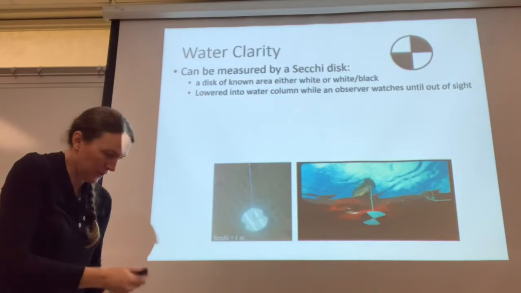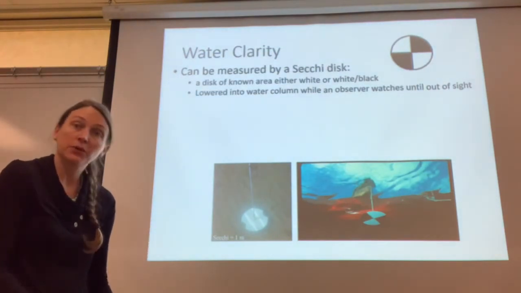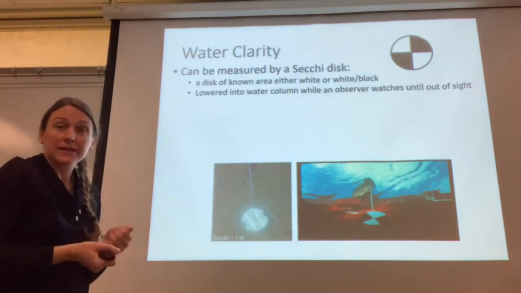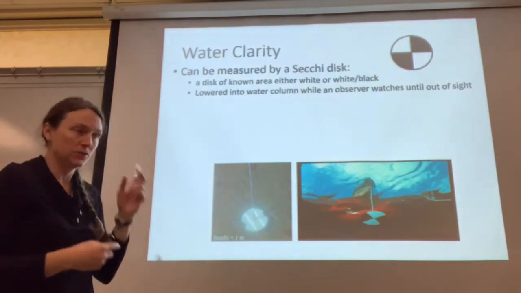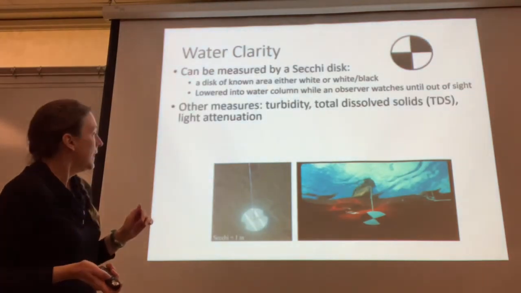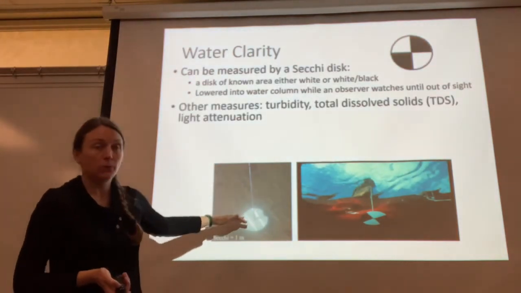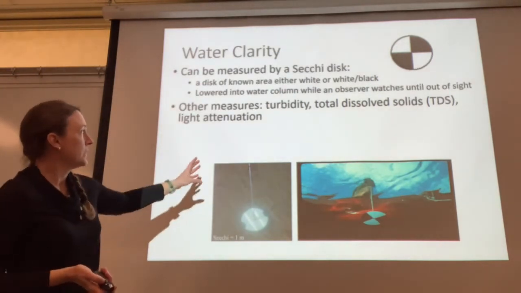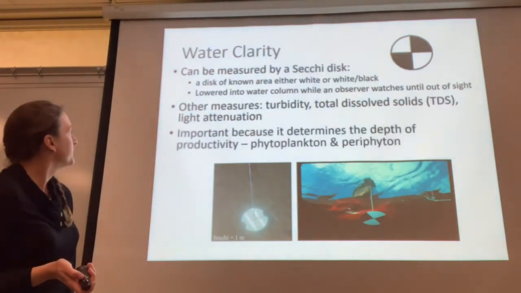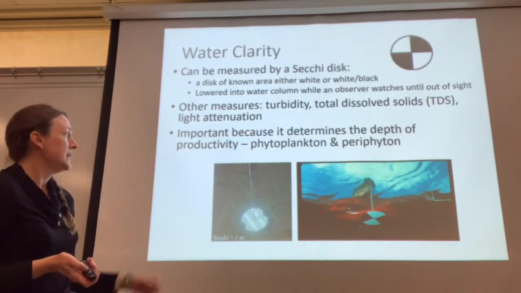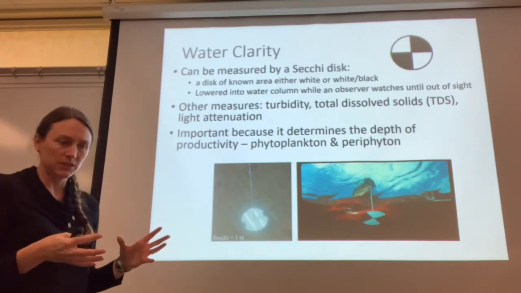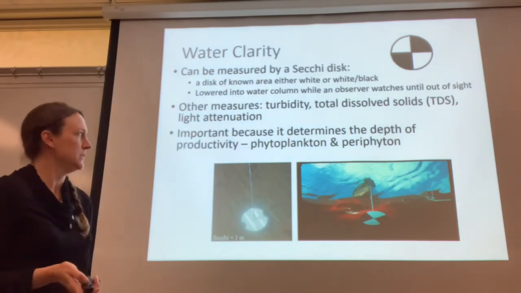And you watch as it's lowered all the way down, and then you tell the person, okay, I can't see it anymore. And then they keep lowering it a little bit further, and then they start raising it back up, and then you tell them when you can see it again. So you get 2 measurements of Secchi disc depth each time you make this measurement. And it helps you understand basically how clear the water is. You can also measure things like turbidity and total dissolved solids to get at water clarity. So it's a really important measure because it tells you the depth that productivity can take place. Basically, if light can penetrate and you can see something, that means that algae could be living there photosynthesizing.